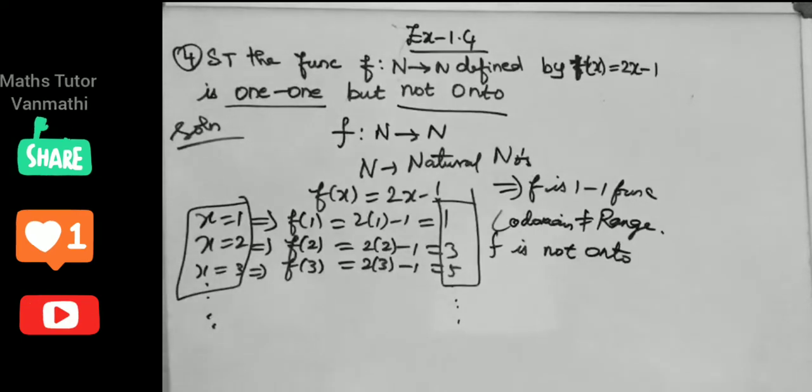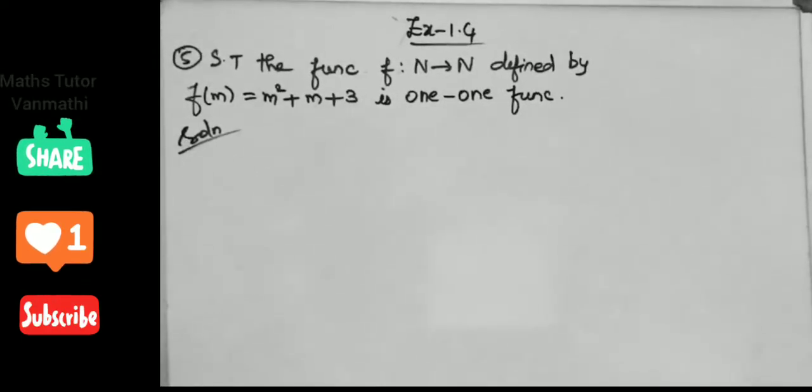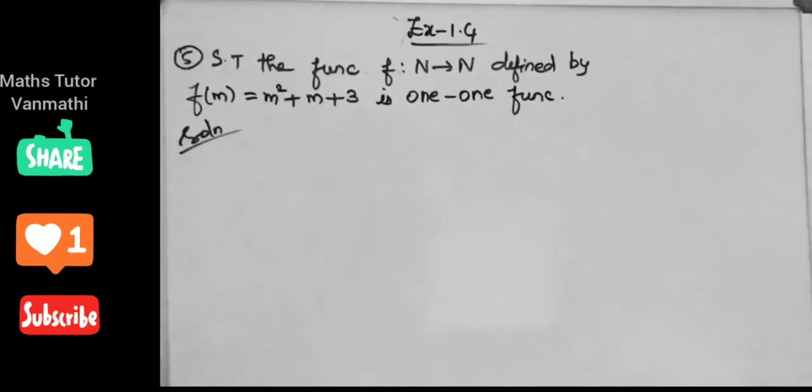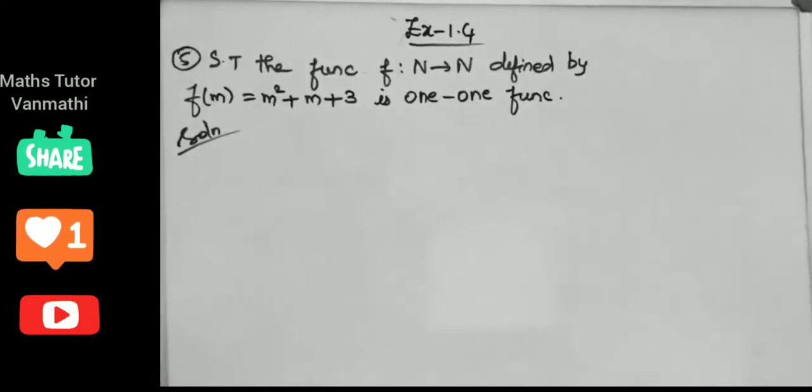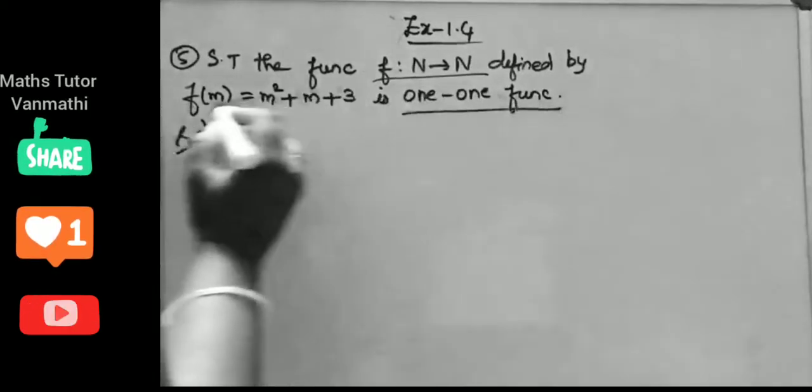Next problem. This is your fifth problem. Show that the function f from N to N defined by f of m equal to m square plus m plus 3 is a 1-to-1 function. Here the function is given as f from N to N and the condition is f of m equal to m square plus m plus 3. We have to show this function is a 1-to-1 function.